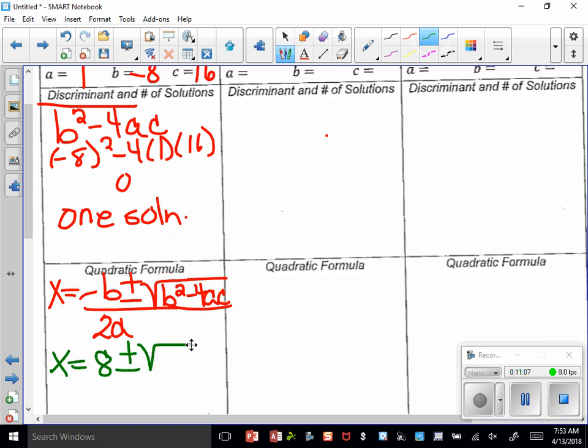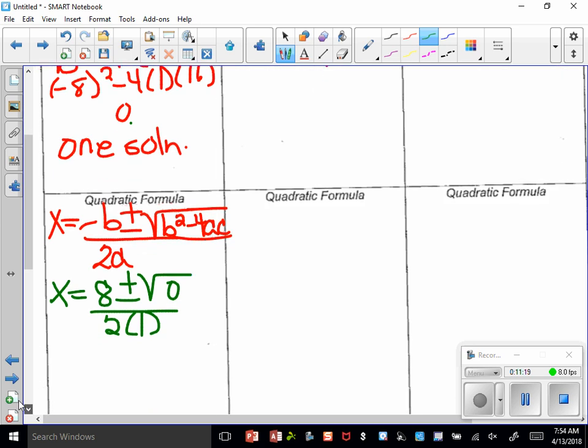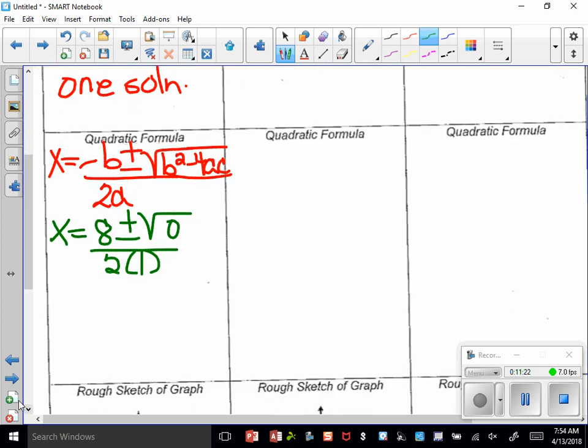Square root of 0. We've already done that right up here, divided by 2 times 1. Okay. So the square root of 0 is pretty easy. That's just 0. So this is where you separate your answers. So I will write them as x equals 8 plus 0 divided by 2. So this is where you separate the plus and the minus.